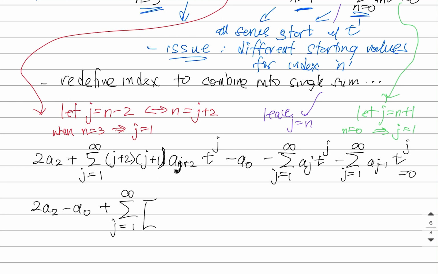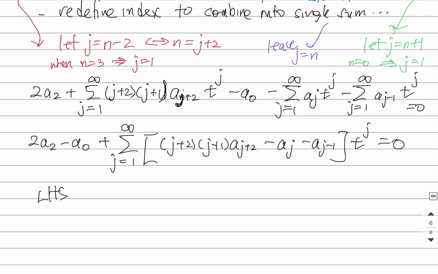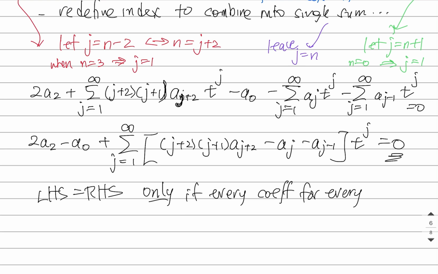And so we've done all the work. We've got j plus 2, j plus 1, a subscript j plus 2, subtract aj, subtract a j minus 1. All of this is now the coefficient of this term with t to the j. The left-hand side will equal the right-hand side. Remember, the right-hand side is 0 only if every coefficient for every power of t on the left and right is the same.